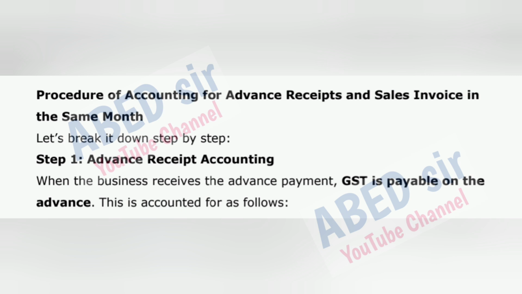Procedure of accounting for advance receipts and sales invoice in the same month. Let's break it down step by step. Step 1. Advance receipt accounting. When the business receives the advance payment, GST is payable on the advance. This is accounted for as follows.